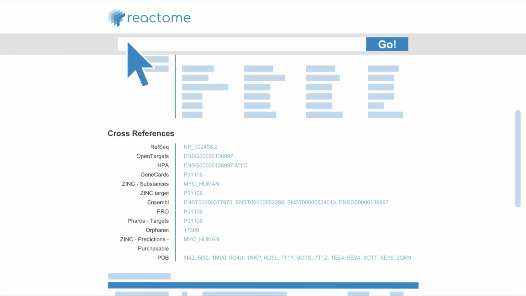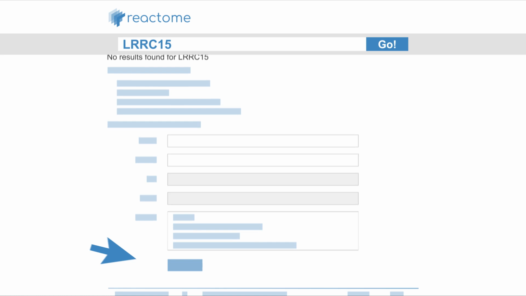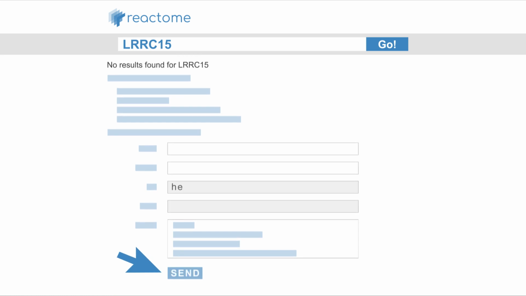The Reactome main search is your primary tool for finding proteins, reactions, and pathways. If you can't find what you need, fill out the form or send us an email at help@reactome.org to contact the Reactome help desk. Now you're ready to make the most of Reactome's main search functionality.